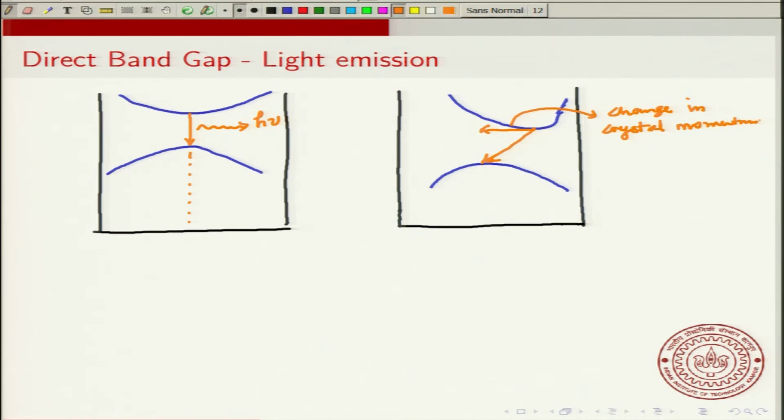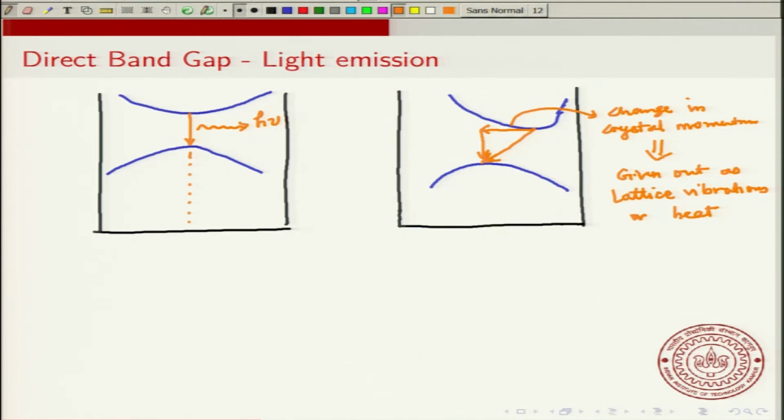Okay, and so there is a large change in crystal momentum on going from the bottom of the conduction band to the top of the valence band. This is given out as lattice vibrations or heat. So that means light will not be emitted during such a process.